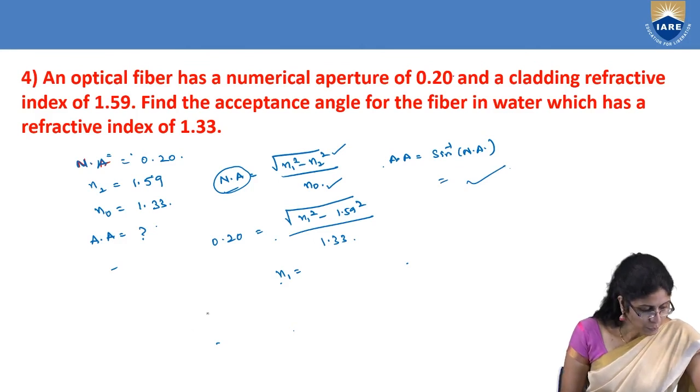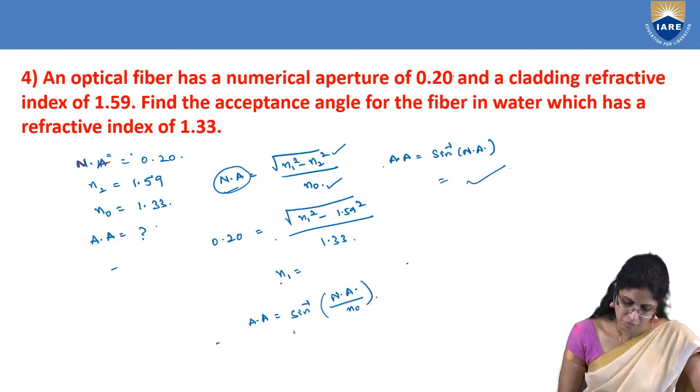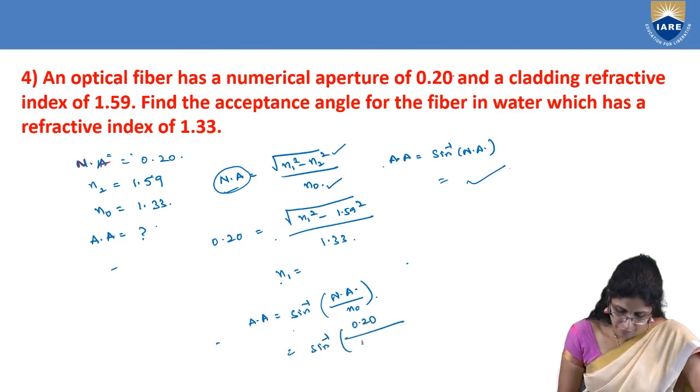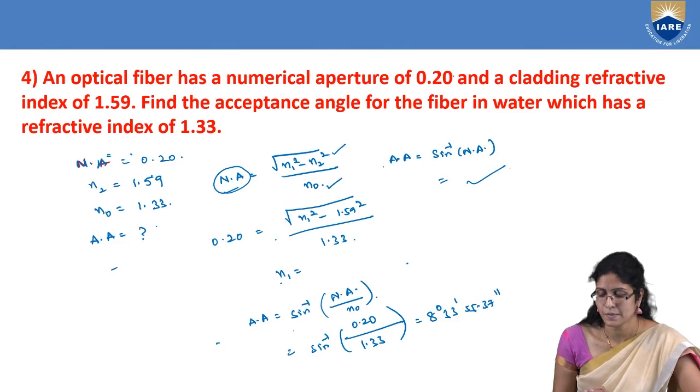There is also one more way where the acceptance angle can be written as sine inverse of the numerical aperture by N naught. So if you take sine inverse of 0.20 by 1.33, then you will end up, in degrees and minutes, with 55.37 minutes. So this is the acceptance angle answer directly. So there are two methods in which you can do this.